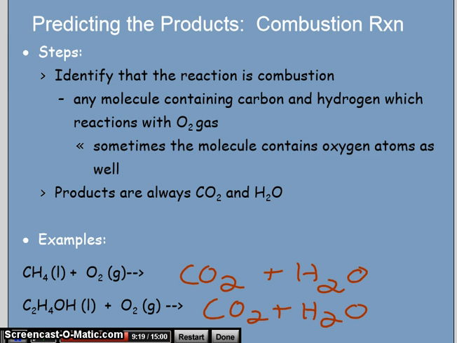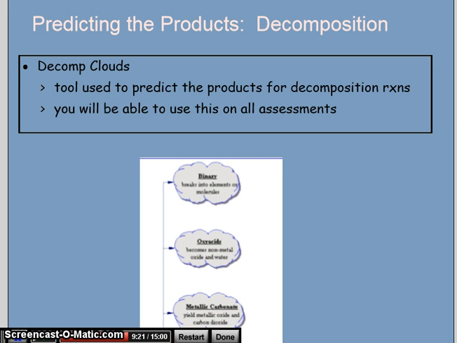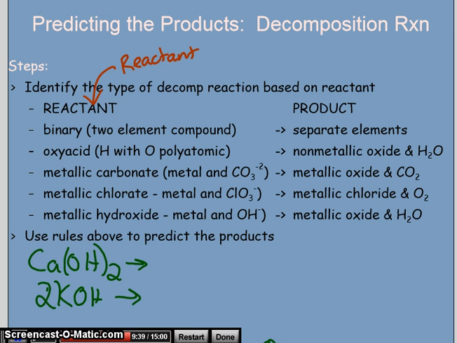Lastly, decomposition is the breaking apart of substances. You will be provided with a set of rules, either in a cloud format, where it's a series of identifications based on what your starting substance is, but I also have it written out as a series of steps to follow or an explanation of what occurs. So take a moment to write down what you see here as your rules. It's if this is what I have, then this is what occurs.